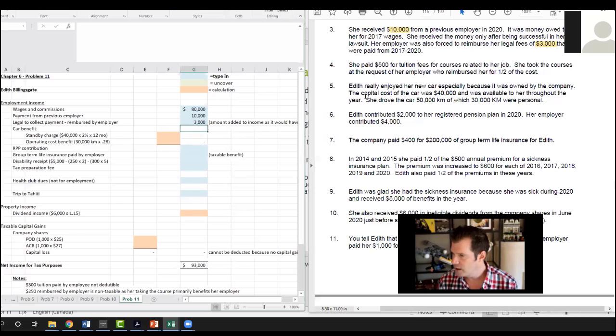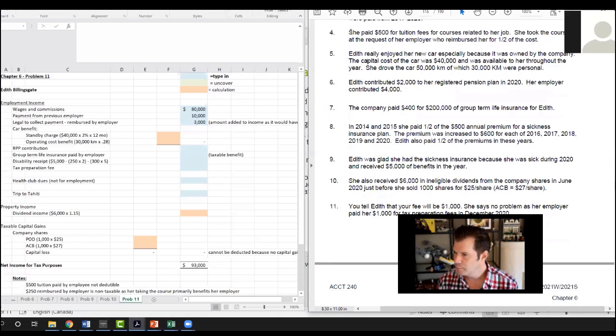Next up, we've got Bullet Point Port. She paid, oh, I got a question about this too. This is so fun. She paid $500 for tuition fees for courses that were related to her job. Sweet. It's like me taking a $500 tax course. Hey, Camosun, I don't know anything about what happens when people receive legal compensation, so I'm going to take a tax course. And Camosun's going to be like, okay, great, have fun. And then I go and pay $500, right?